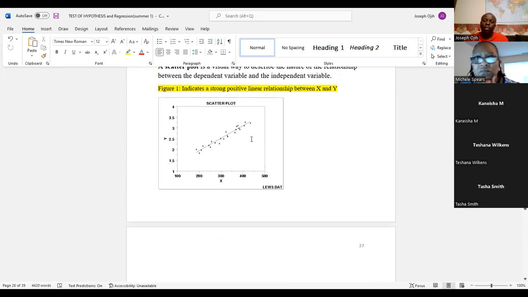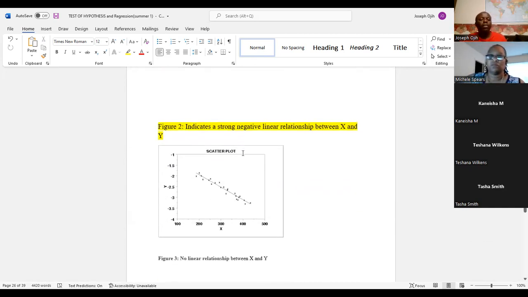A good example includes age and blood pressure. As your age increases, your blood pressure increases. That's one example. Another example is advertisement and sales. More advertisement, more sales. So an increase in advertisement, an increase in sales.